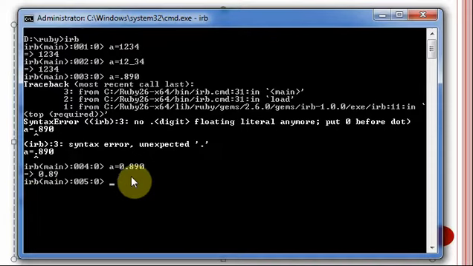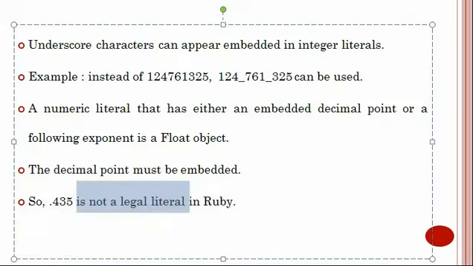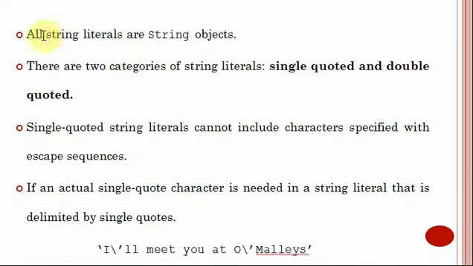So this is a valid one, because before the decimal point you have a number, and after the decimal point you also have a number. So this is a valid one. Okay, so we'll go to the next point, that is about string literal.